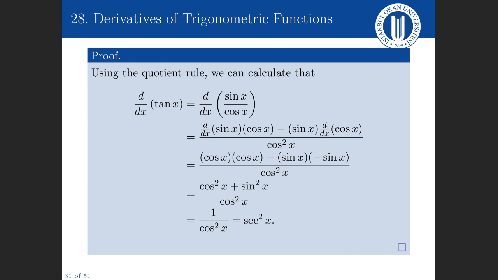So we end up with cos squared plus sine squared, which of course we know is 1, divided by cos squared. We get 1 divided by cos squared, but that's the same as sec squared. You should be able to do a proof like this if I ask you.